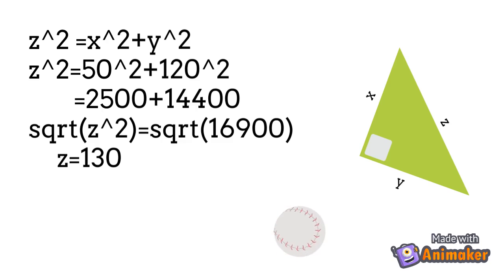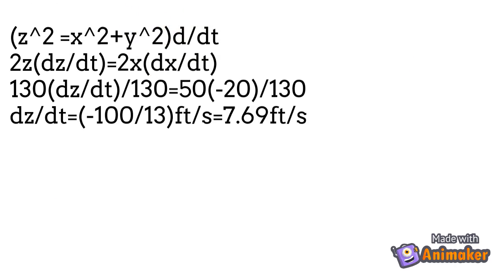Now, we can calculate dz/dt. We need to find the derivative of this equation, z² = x² + y², with respect to time. The derivative of this equation is 2z dz/dt = 2x dx/dt. dy/dt is 0 because y is fixed and it doesn't change, it's constant.